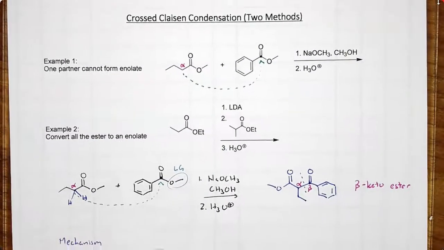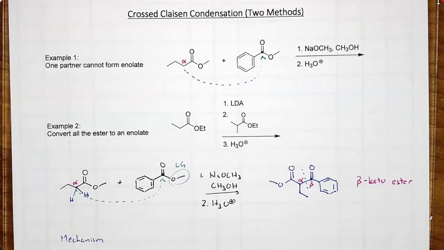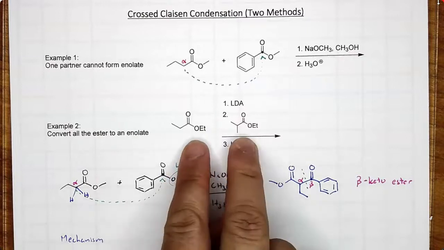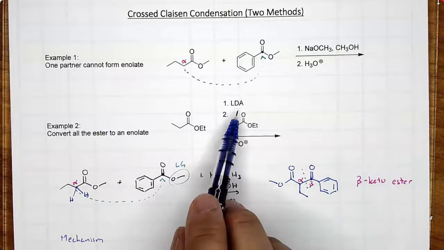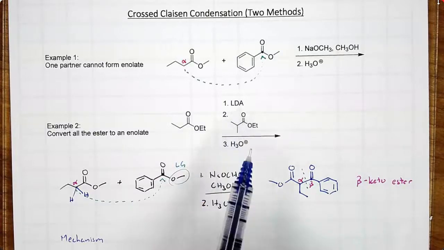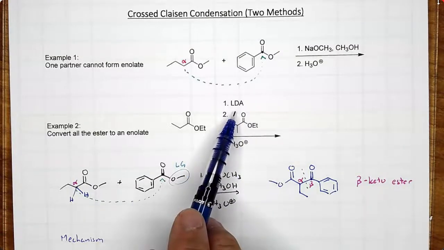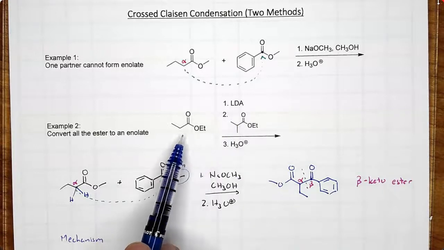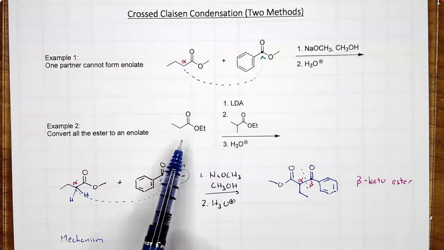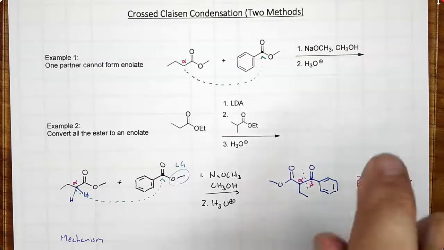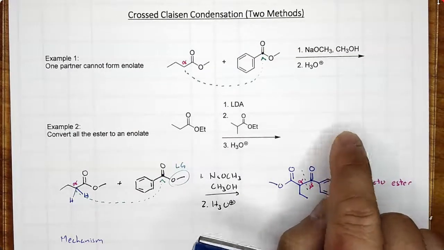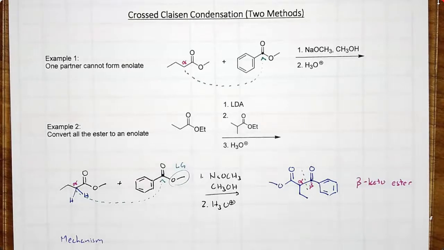Let's take a look at example 2. Again, it's crossed because we have two different esters, and in this case we're using a very strong base, LDA, and the idea is that it's very strong and it will convert all of the ester into the enolate. Why don't you draw the product first, okay, and compare it to mine.